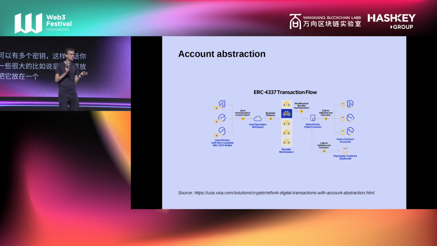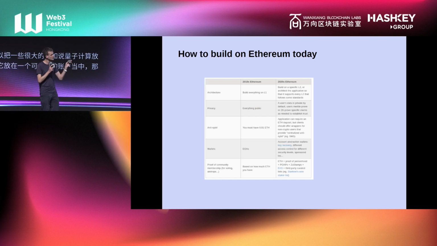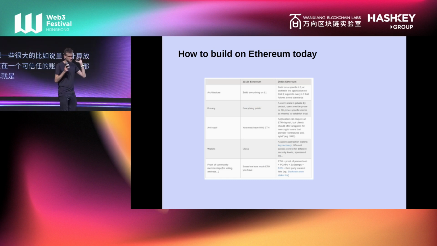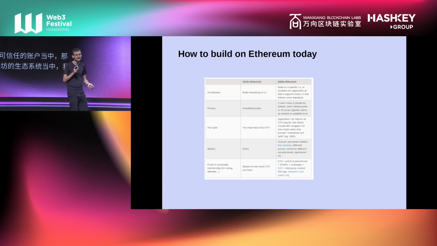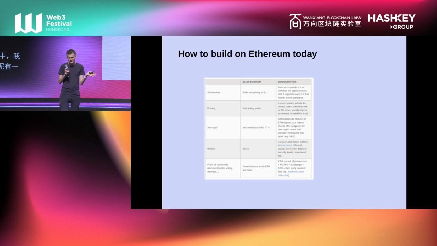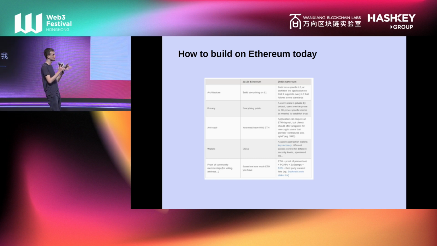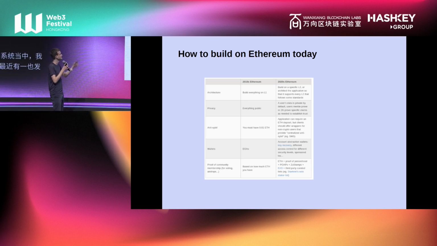And this is another one of those areas where the Ethereum ecosystem is in the process of upgrading quickly. In one of my recent posts, I had this chart of the differences between how to build on Ethereum today and how to build on Ethereum 10 years ago. Building on Ethereum 10 years ago was simple. Architecture, you build on L1. Privacy, you have no privacy, everything is public.